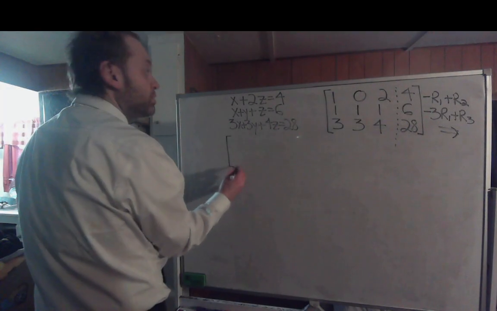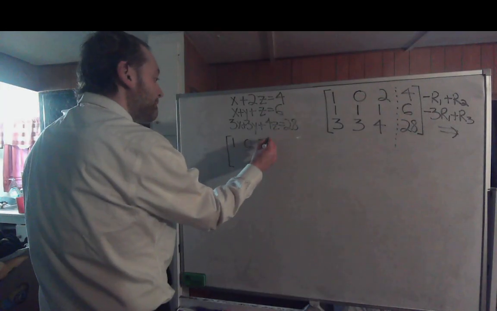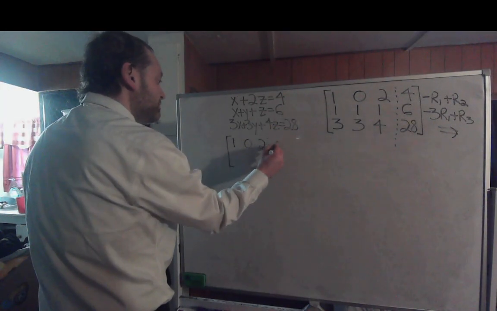So row 1 will be left alone. You have 1, 0, 2, and 4.